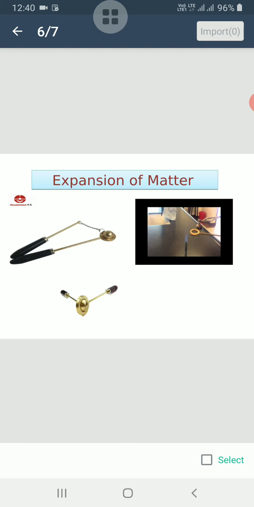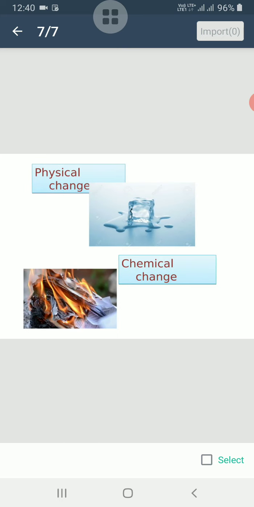Now again try to pass the ball through the ring. You will notice that the ball which initially could not pass through the ring now passes easily. Why? Because the ring expands on heating. So we can say that matter expands on heating.